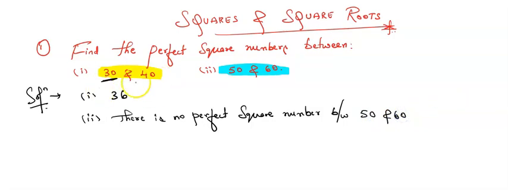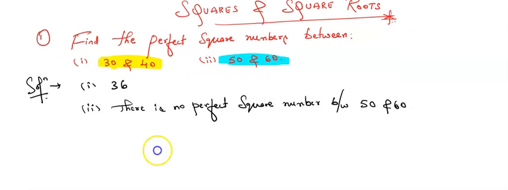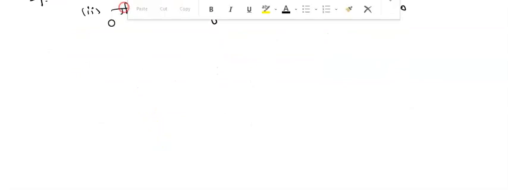Okay, 30 and 40 के बीच में आपको 36 आ रहा है, लेकिन 50 and 60 के बीच में आपको कोई भी और परफेक्ट स्क्वायर नंबर नहीं मिल रहा है. Is this clear? Good. Next, take down the next question. I am solving some basic questions. Before I enter into the chapter, I am just ensuring the very basic questions so that we can solve the exercise problems very easily. These are very important things. Okay. Next question.